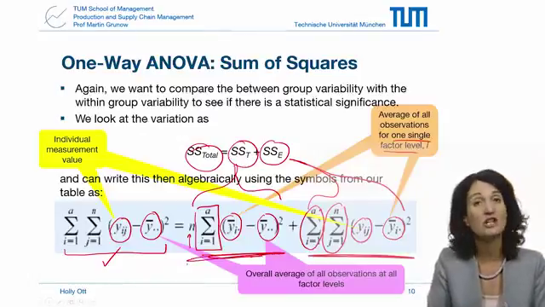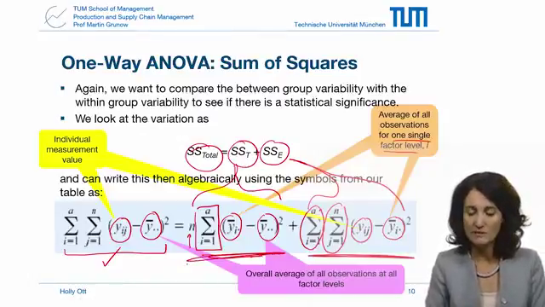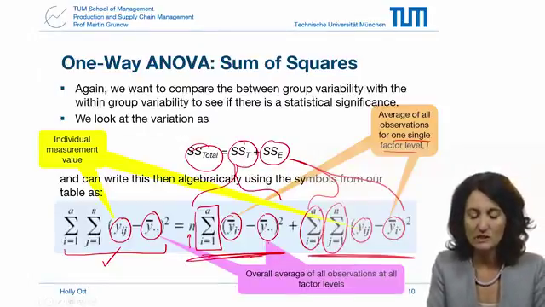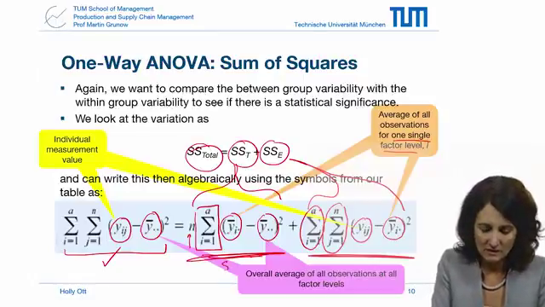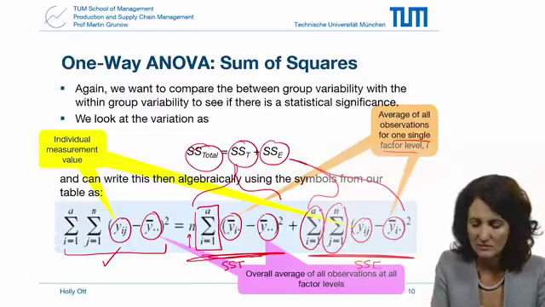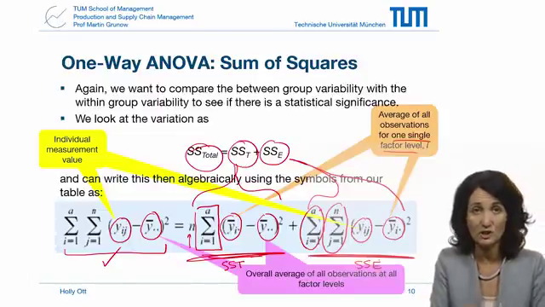And this is just algebra. There's nothing mysterious about this. I mean, you can go through this and go back and see that these are equal. But we want to make sure you understand that we're comparing the sum of squares for the treatments plus the sum of squares of the error. We're splitting these up.